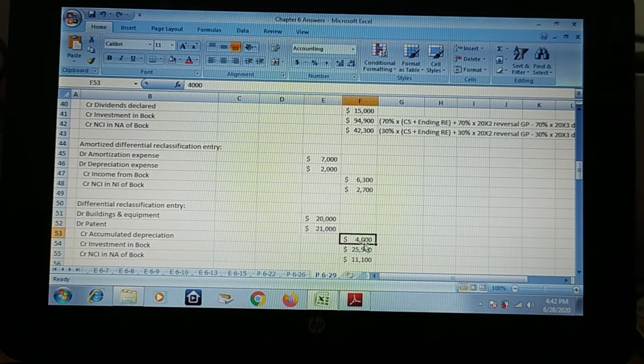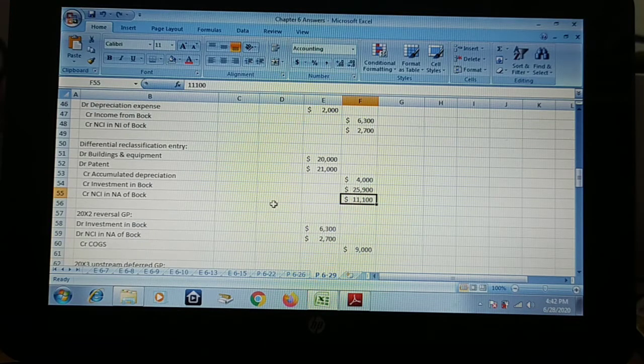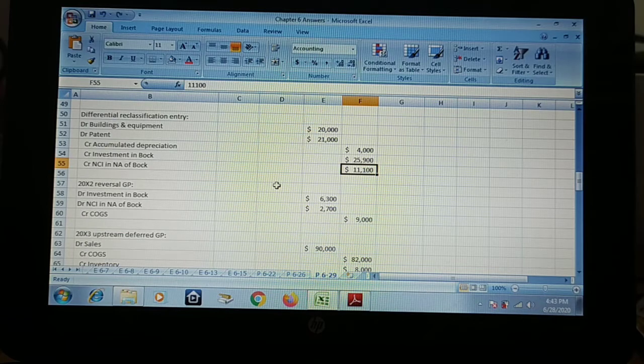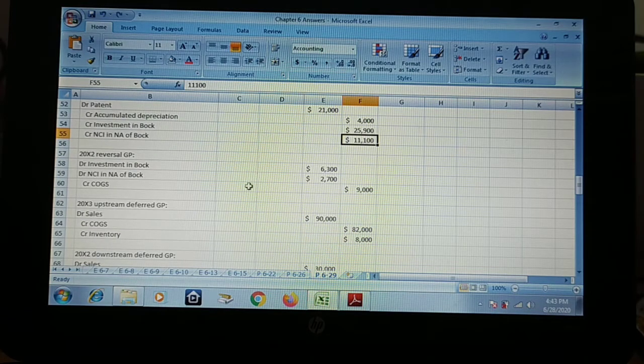The same thing with the accumulated depreciation, because it is on the second year already. 1 year is 2,000, so taken from last year 2,000 and then plus this year 2,000, it will become 4,000. Okay, and then the investment in Block is just simply the sum of the debit minus the credit times 70%. Same thing with NCI in NA. And then we are done with the differential. We go to the inventory.